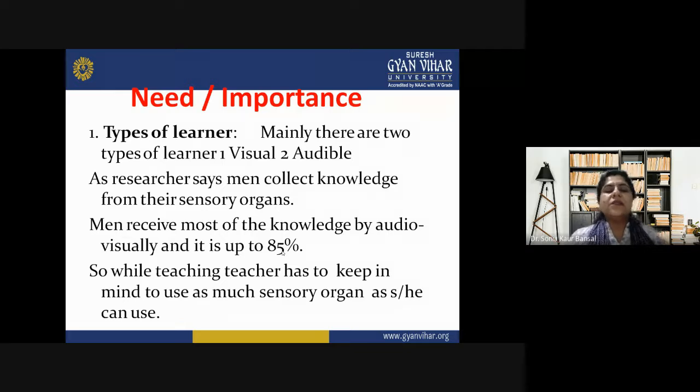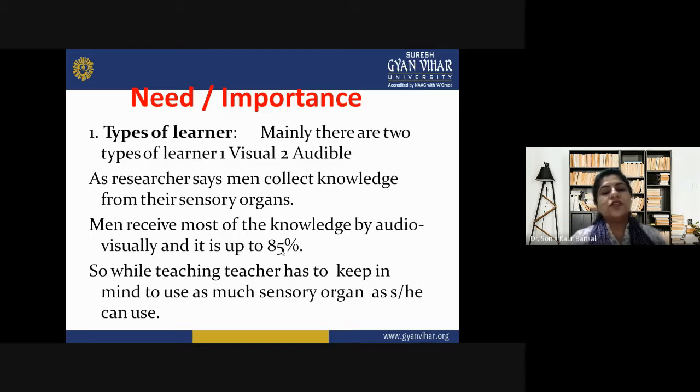Now let's understand why we need stimulus variation skill, and how come it is so important for a teacher. So first of all, the need, we are focusing on the types of learner. So students, we all know that mainly there are 2 types of learner. First is visual and secondly is audible.